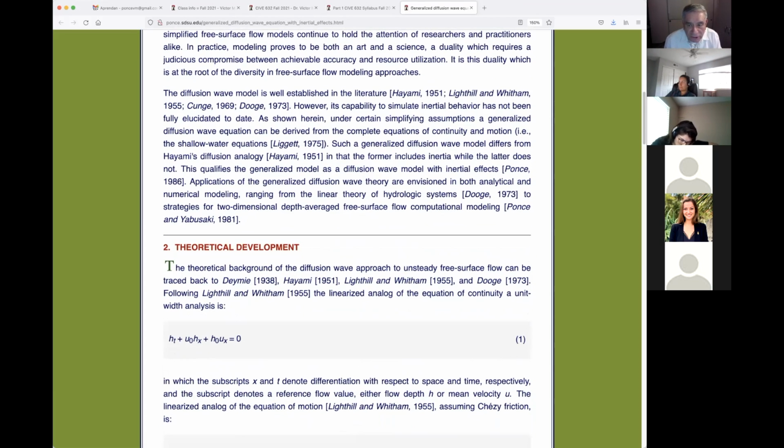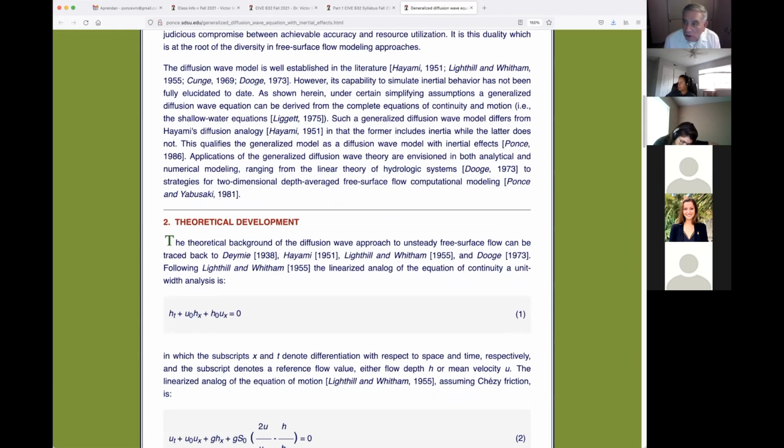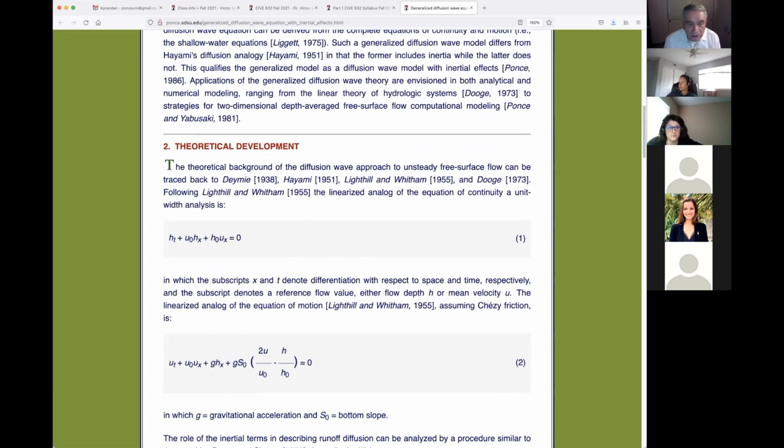This generalized diffusion model differs from Hayami's in that the former includes inertia, while the latter does not, meaning Hayami did not include inertia. While what we're talking about here, in terms of what Duke had done and other people, we do include inertia. Now, the theoretical development, I am going to go over it, but not spending a whole lot of time because this is repetition of what we have already seen.